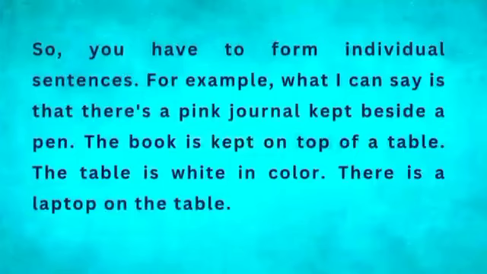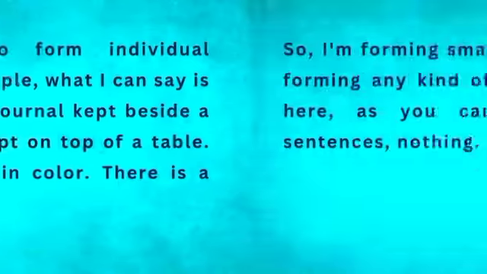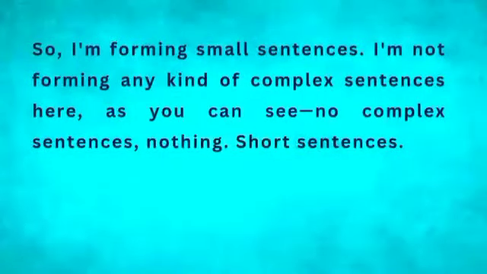For example, what I can say is that there's a pink journal kept beside a pen. The book is kept on top of a table. The table is white in color. There is a laptop on the table. So, I'm forming small sentences. I'm not forming any kind of complex sentences here. As you can see, no complex sentences, nothing.